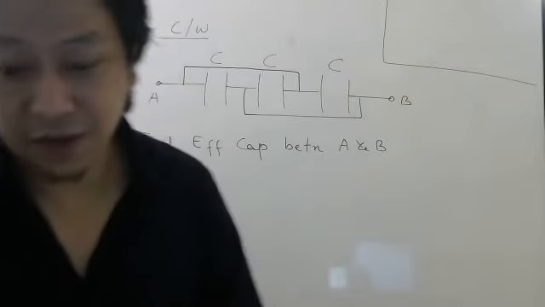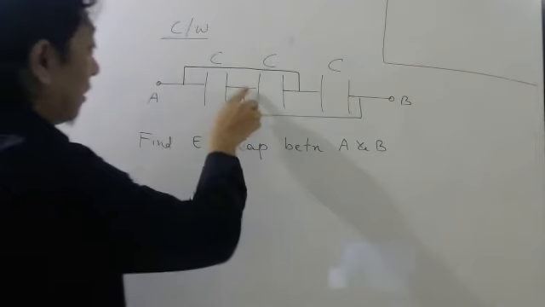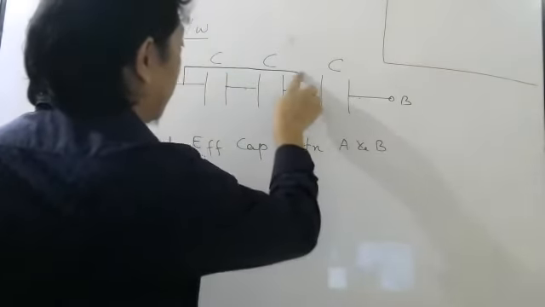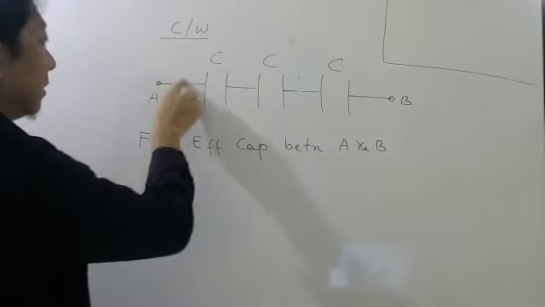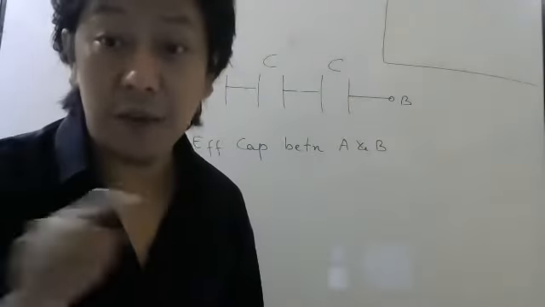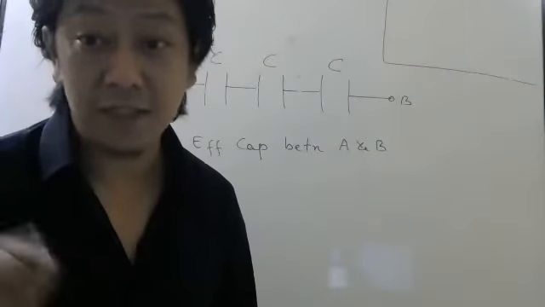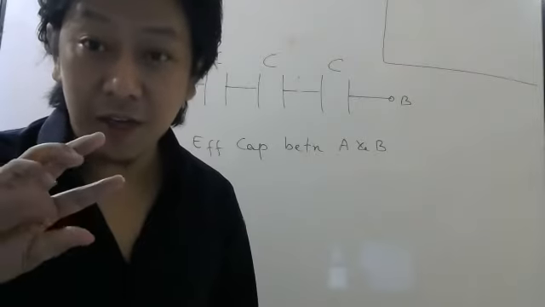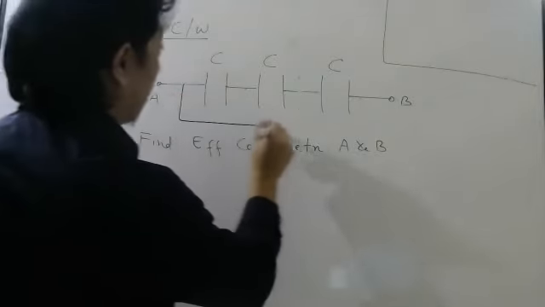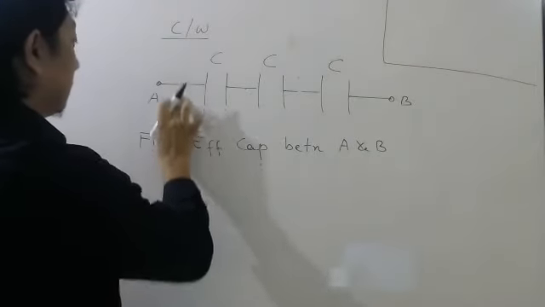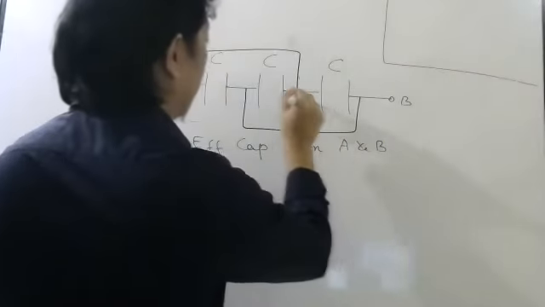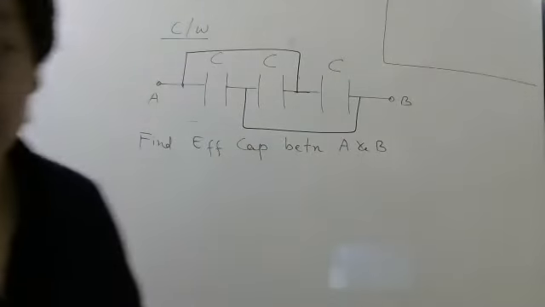It is not in series, Rufia. It is not in series. If these wires were not there, if this wire was not there, and if this wire was not there, then it is in series. Okay, Rufia? Like this, it is in series. Then the answer will be C by 3: 1 by C plus 1 by C plus 1 by C, then you have to take the reciprocal. But because I am putting these wires, here one wire and here one wire, now it is no longer in series.